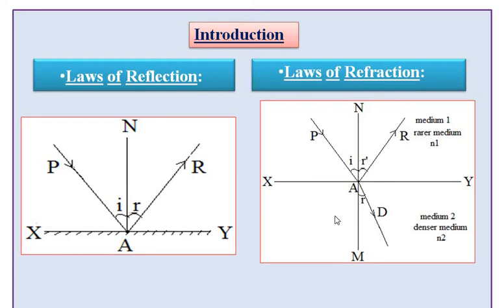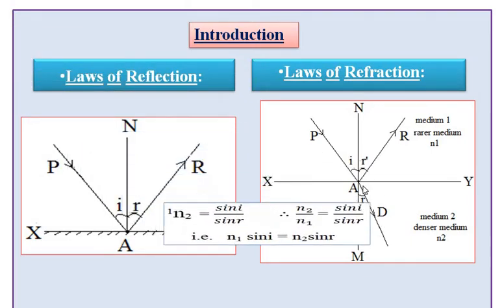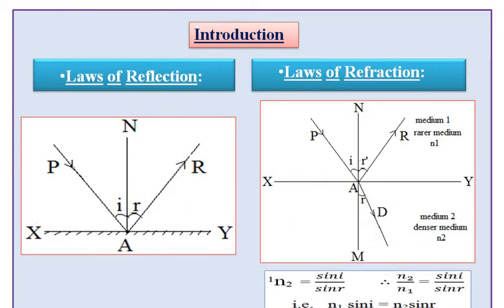The laws of refraction are: the incident ray and refracted ray lie on opposite sides of the normal. The incident ray, refracted ray and normal lie in the same plane. And the third law is called Snell's law: the ratio of sine of angle of incidence to the sine of angle of refraction is always constant. This constant is called the refractive index of the second medium with respect to the first.